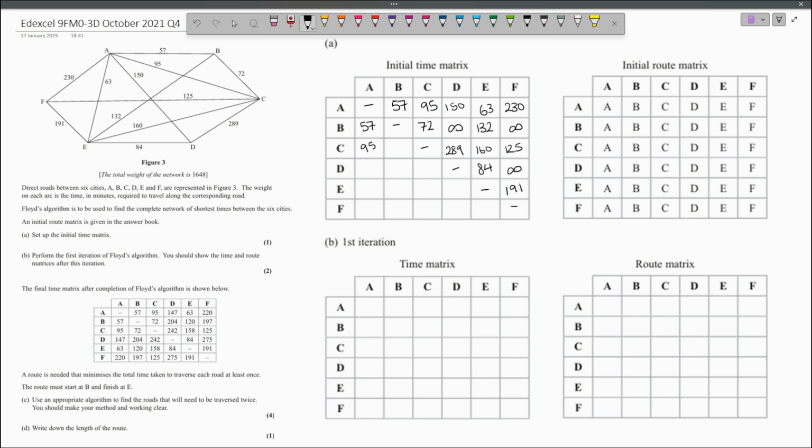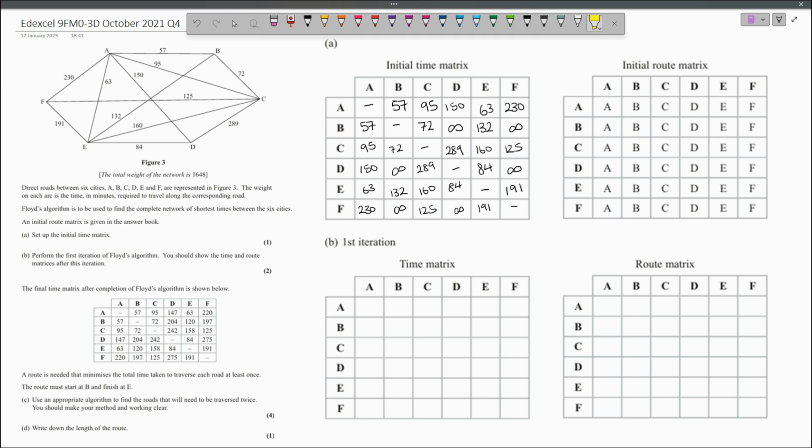And as I mentioned before, we've got an undirected graph, so we can actually reflect our time matrix to find the other values. And that's what I'm doing currently. I'm reflecting it and writing in the values for the lower part of the matrix. So now that we've done that, we're asked to perform the first iteration of Floyd's algorithm.